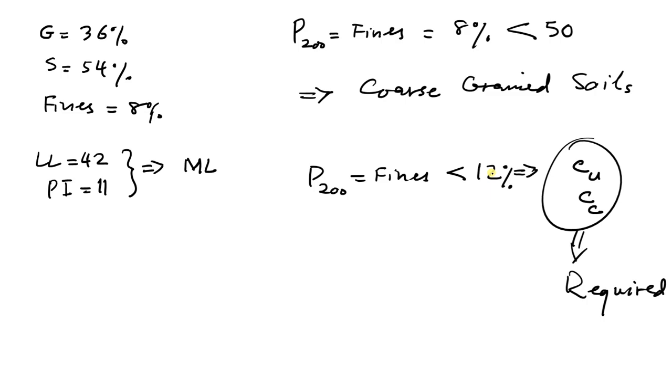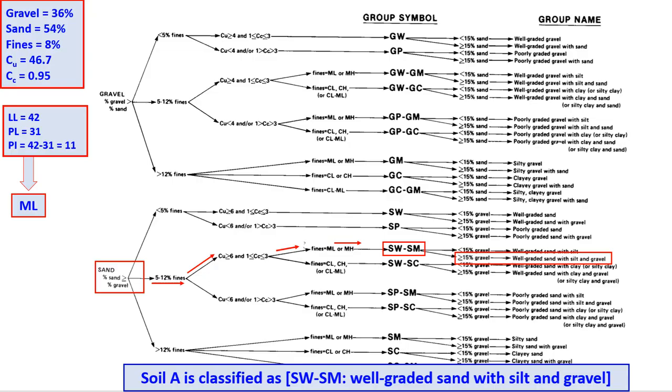Okay, so we know that now. Here the gravel is 36 and sand is 54. Because sand is more than gravel, predominantly these are sands. So we are going to go now onto this chart. This is a chart for coarse grained soils, and I have summarized here. Gravel is 36, sand is 54. So we know that sand is more than gravel, and because sand is more than gravel, we are going to start here.